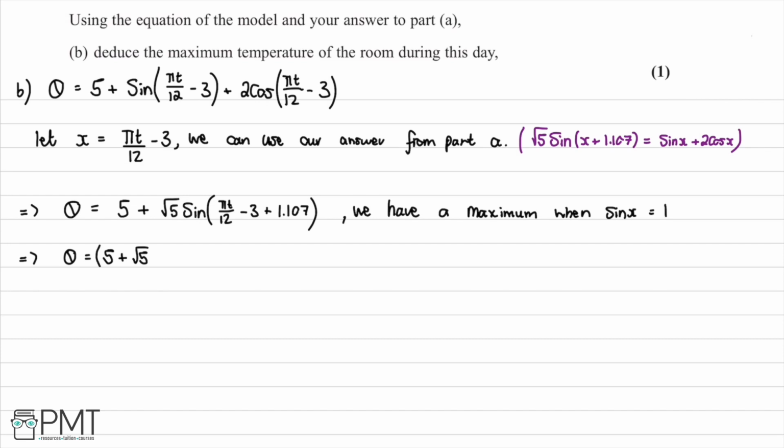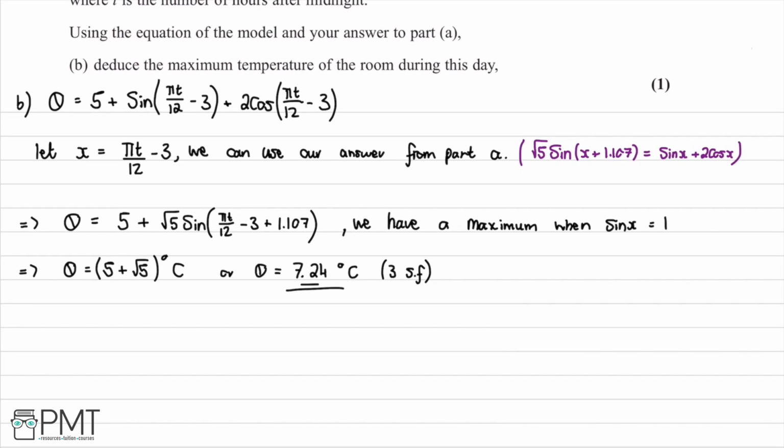So we know that this is measured in degrees C, or we can also put this into a calculator and just rounding to 2 decimal places or 3 significant figures, 5 plus root 5 is going to be equal to 7.24 degrees centigrade. So looking back at the question, we were asked to deduce the maximum temperature of the room during the day, and we used our knowledge of trigonometry here and substituted in 1 and used our answer from part A to conclude that theta is equal to 7.24 degrees Celsius. This part of the question was worth 1 mark, and we get 1 mark for having the correct maximum temperature.